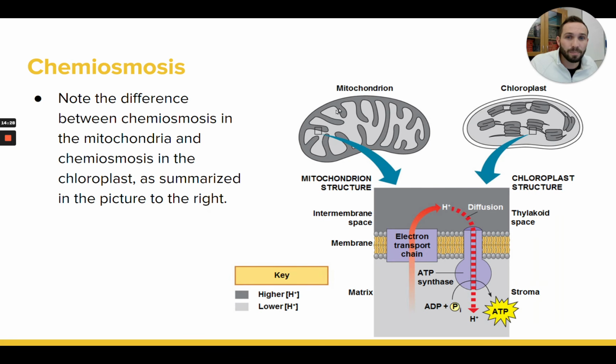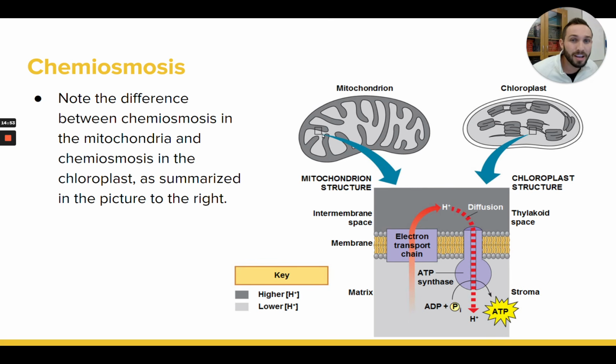This is a great slide to re-examine and to compare and contrast cell respiration with what's going on so far with photosynthesis. There is an electron transport chain and chemiosmosis taking place in the mitochondria, and there's also an electron transport chain and chemiosmosis taking place in the chloroplast. It's very important that you understand the very specific difference between both of them.